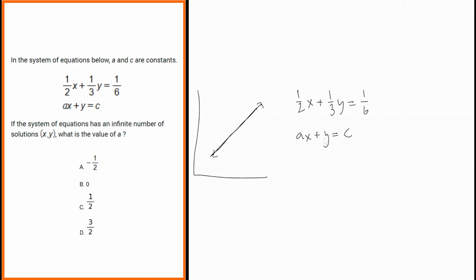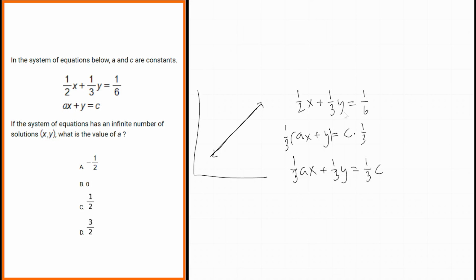However, if we look at these y terms here, we can see that they are not yet equal to each other because in this first equation, the coefficient for y is 1/3, and in this bottom equation, the coefficient for y is 1. So the first thing that we definitely have to do is make those equal to each other. So the way that we're going to do that is we're going to take this bottom equation and multiply it by 1/3 on both sides. When we multiply it by 1/3 on both sides, we're not changing the relationship, we're not changing the equation, we're just writing it in a different form. So we'd get 1/3 ax plus 1/3 y equals 1/3 c.